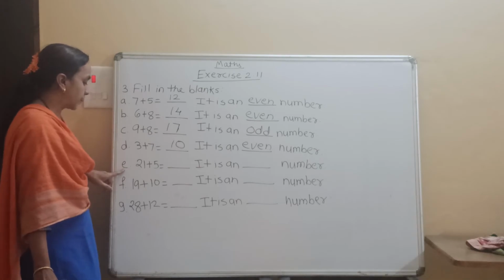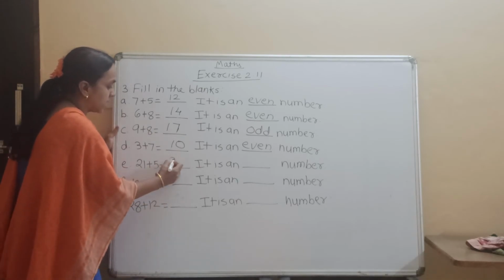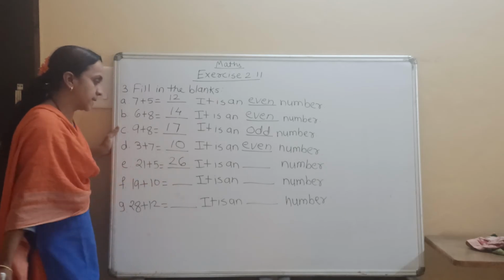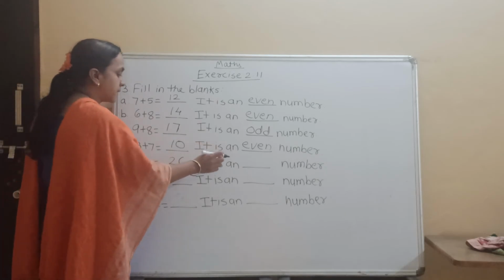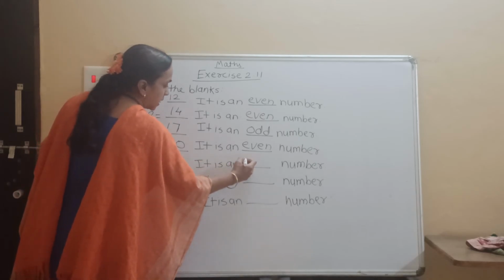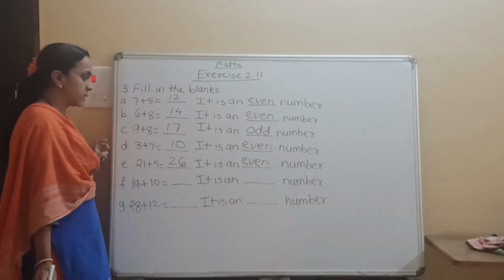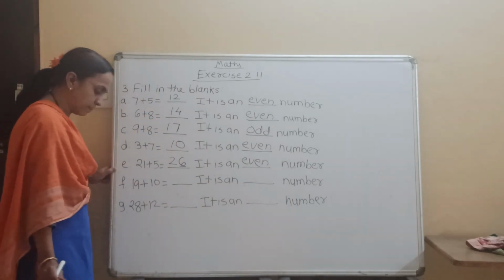Then E question is what? 21 plus 5, 21 plus 5 equal to 26. 26 is an even number, because see, 6 is at the ones place, that is an even number, so 26 is our even number.